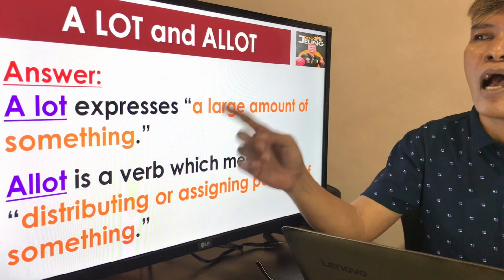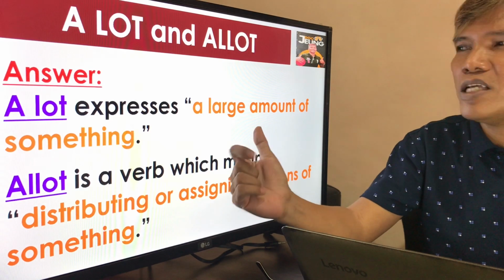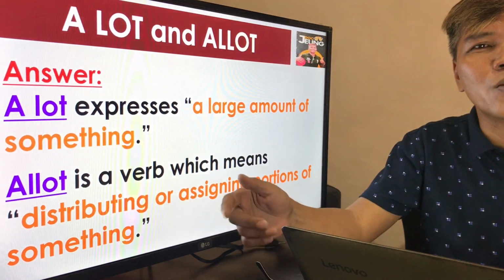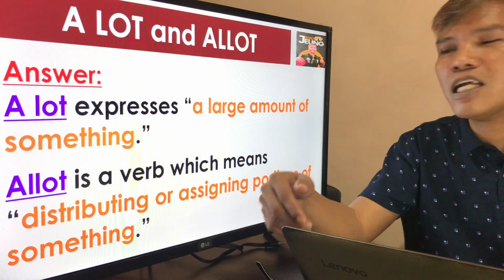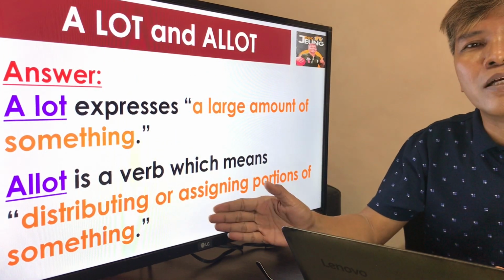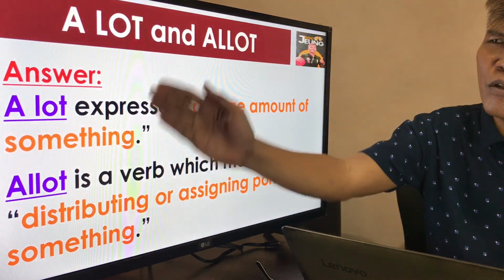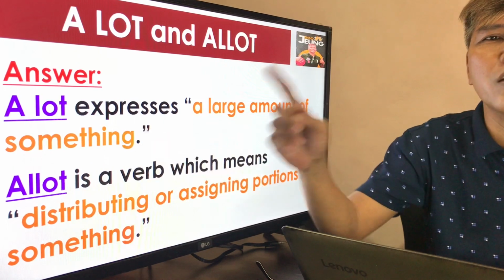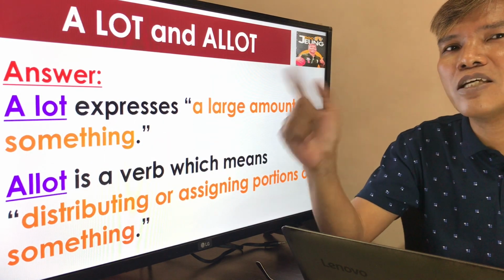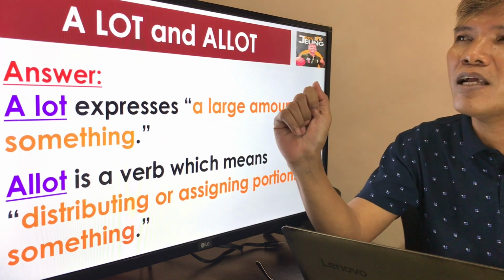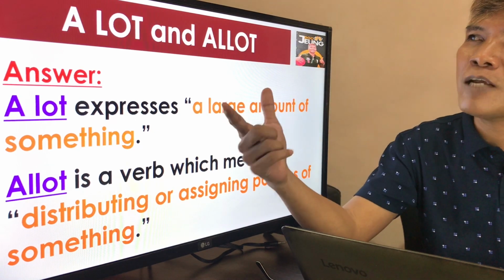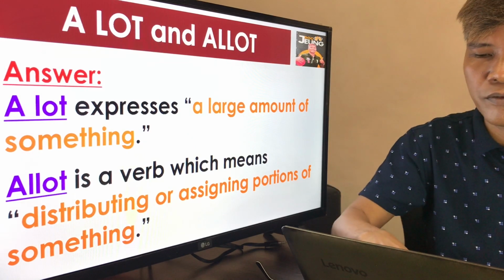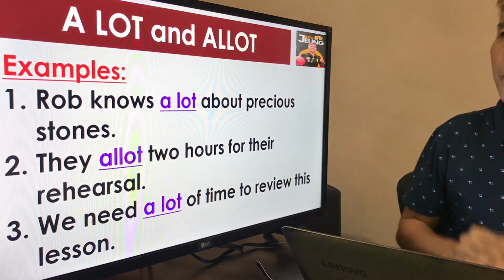Okay. A lot is an expression which means a large amount of something, while allot is a verb which means distributing or assigning a portion of something. So, do not be confused with the use of a lot and allot. Why? It's very easy. I will teach you the easiest way to identify the correct answer if the choices are a lot and allot. Okay, look. Let's start the examples.